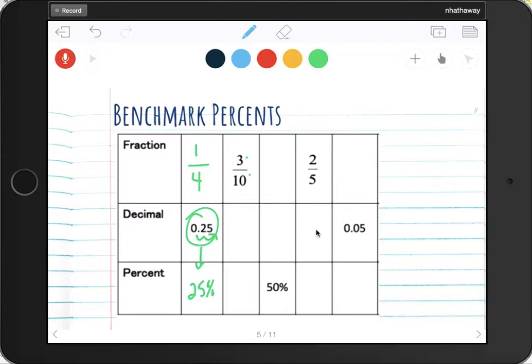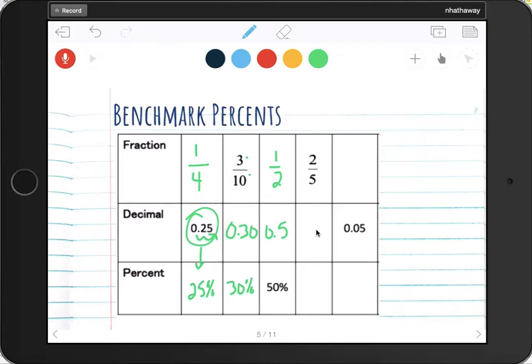Again, 3/10. Well, 10 of what gives us a dollar? A dime. So 3 dimes is 30 cents. So anything out of 10 is going to be point whatever that number is. And then 0.30 becomes 30%. 50% we know is 1/2 and 0.5.